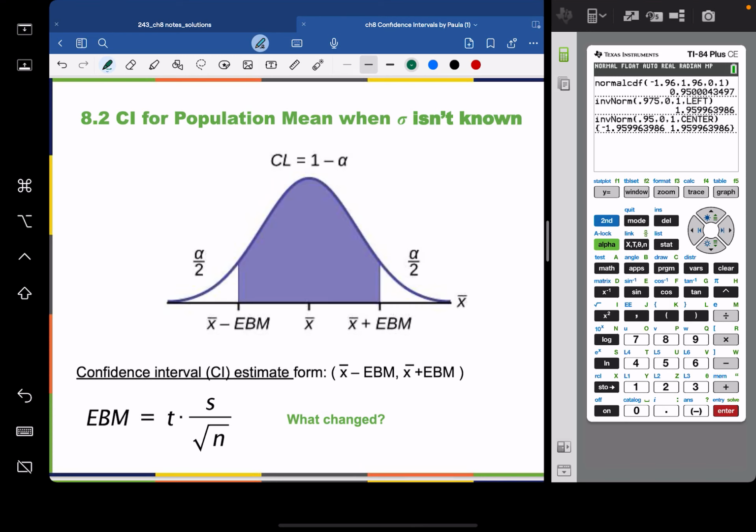So in the next few slides, we're going to look at 8.2, how do we find a confidence interval for the population mean when we don't have sigma, when we just have the sample standard deviation.